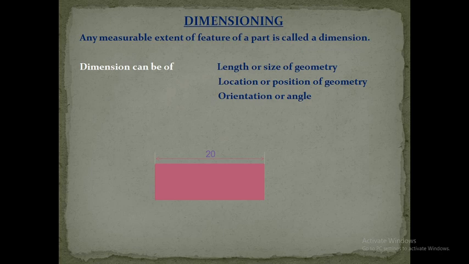So first we start with dimensioning. After creating a sketch, the second step is dimensioning. Any measurable extent of a feature of a part is called a dimension. A dimension can be the length or size of geometry, location or orientation. You can see an example. Here is the 20 units length of this bar.